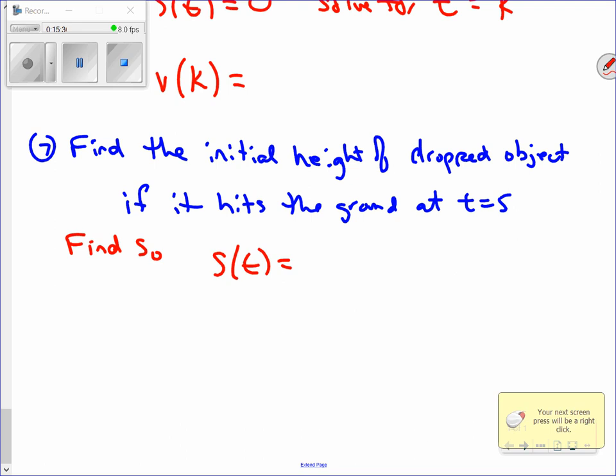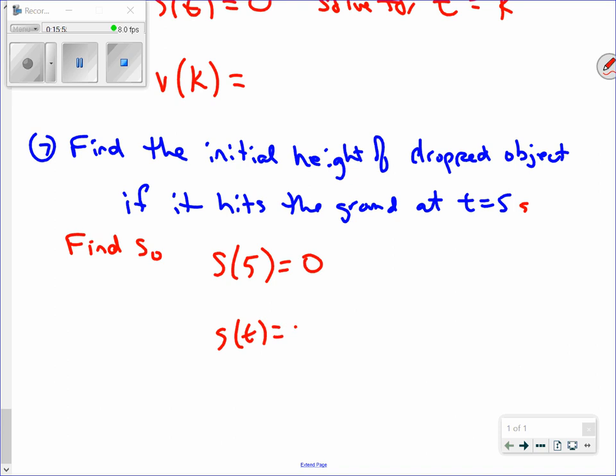I would need to know if I'm working in meters or in feet, and we'll come back to that later. So S of t, we know S of 5 has got to equal 0 because in 5 seconds it hits the ground. So you're going to set up your function, S of t. I'll just use the 16, negative 16t squared, or it would be negative 4.9 if you were working in meters. And you need the initial velocity. Well, the initial velocity is given in the question. The object is dropped. That means the initial velocity is 0.